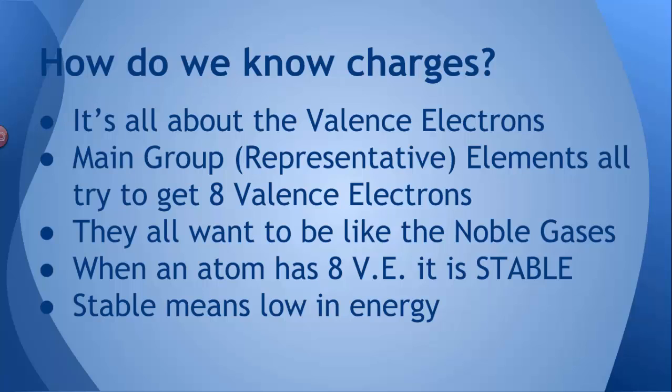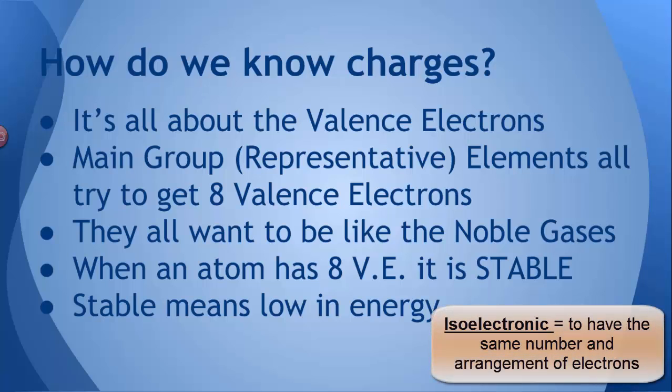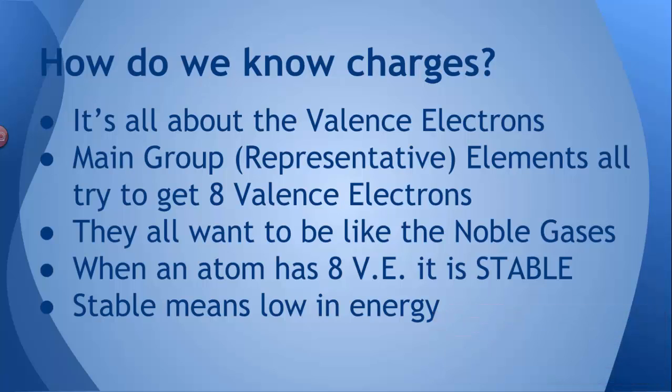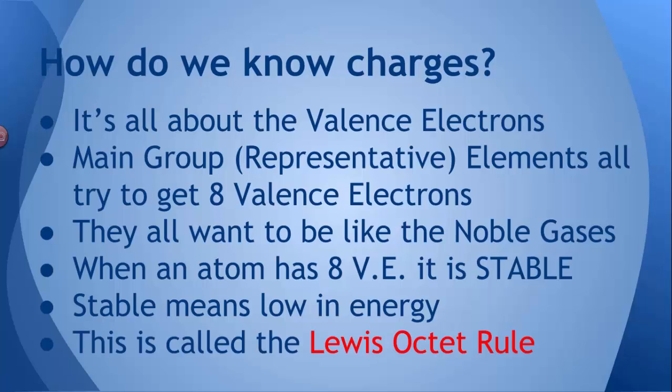All the other atoms on the periodic table, they're not happy yet. And so they're going to either gain or lose electrons to become like the noble gases and become stable. The word that we use for this, to have the same number of electrons as something else, is isoelectronic. Iso means same, electronic means electrons, same number of electrons. So all of the elements on the periodic table try to be isoelectronic to a noble gas.